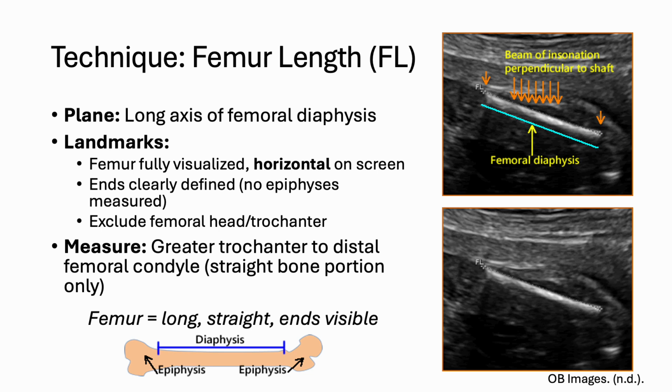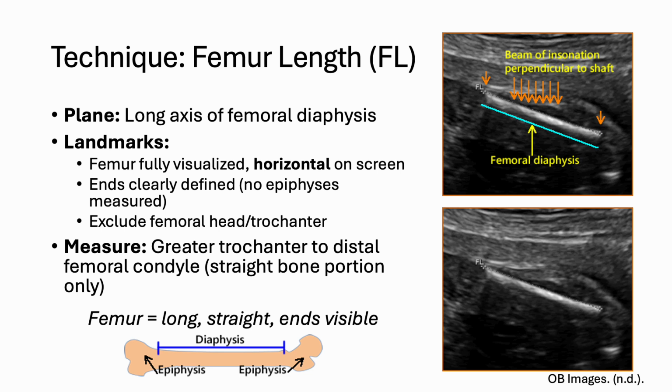So when we're measuring the femur length, we're looking at the diaphysis. The beam needs to be perpendicular to the shaft of the femur. The epiphysis is on the ends of the long bones, but we want to make sure we get the bright diaphysis.